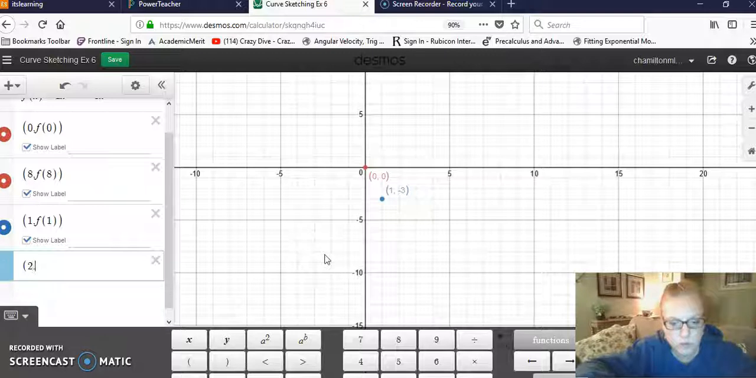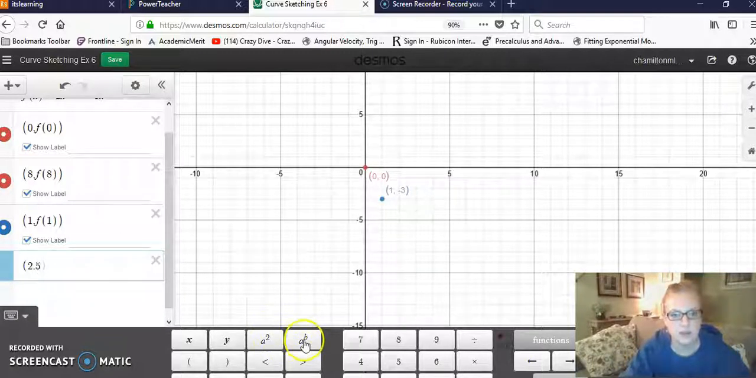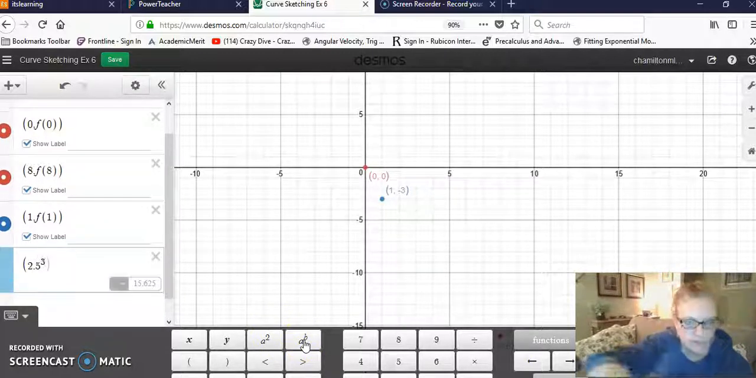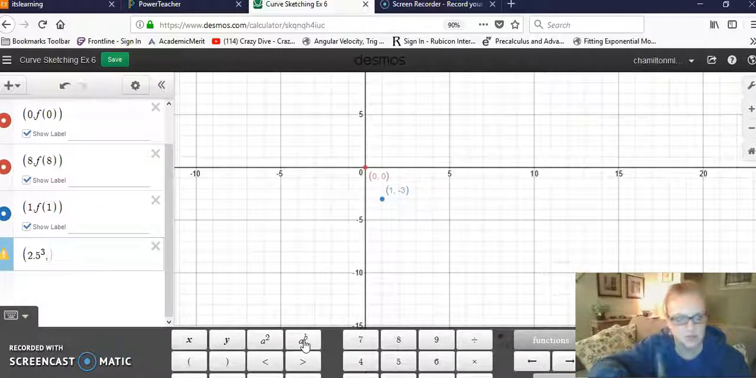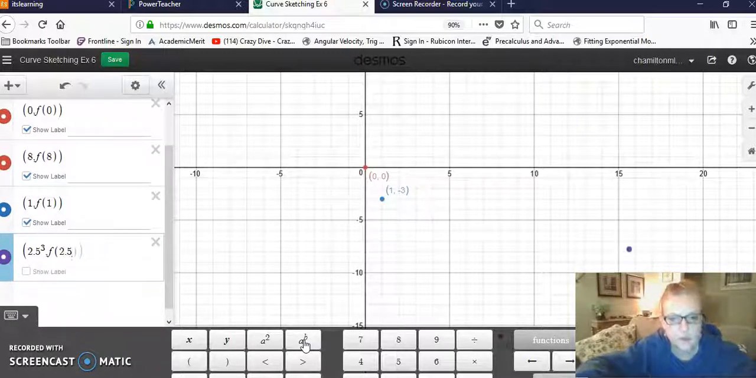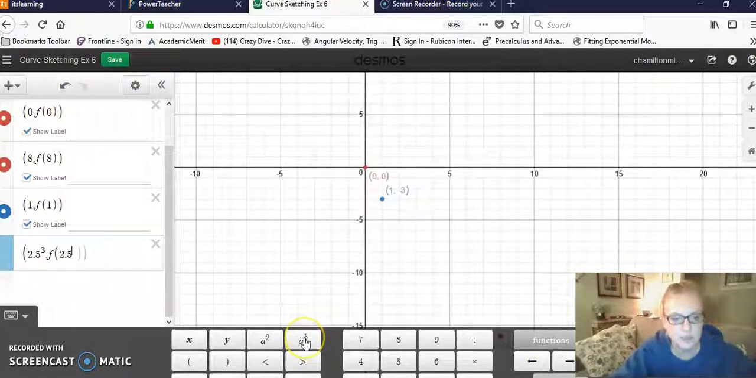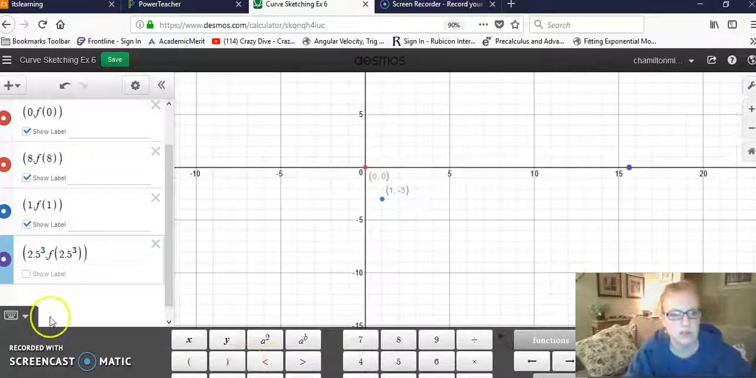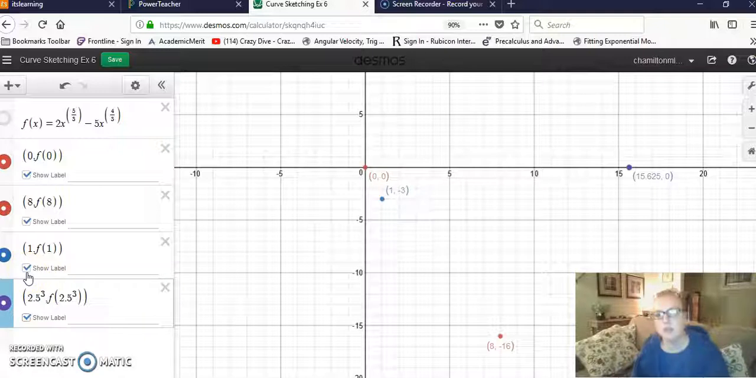So 2.5, and then we will cube that, and then put a comma. And you see, that's the nice thing about this notation. We can actually just tell it to do it. Do f of 2.5, and then cube it again, cubed, and then we can close that out. And that will give us our label for our x-intercept that we had on there.